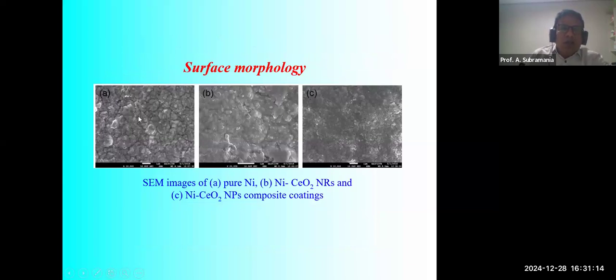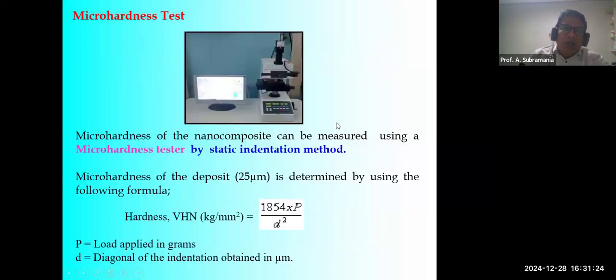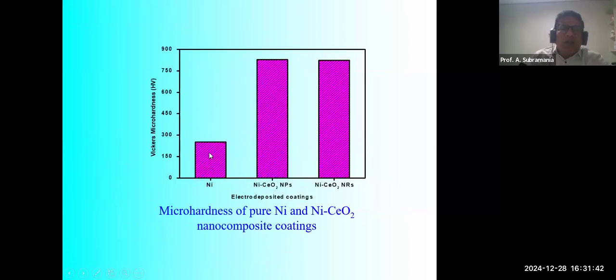This is the surface morphology of pure nickel. This is nickel ceria, a nickel ceria nanoparticles embedded composite coating. Here the microhardness of the electrodeposited material, or the metal matrix composite, can be predicted by using this static indentation method. See, the pure nickel has a Vickers microhardness of around 280, 290, whereas the nanoparticle embedded one has higher microhardness than the pure one.